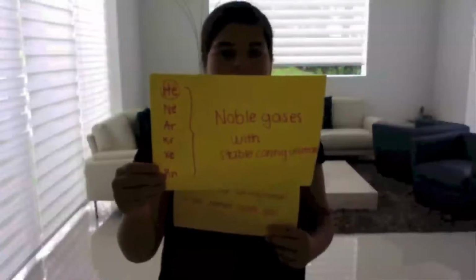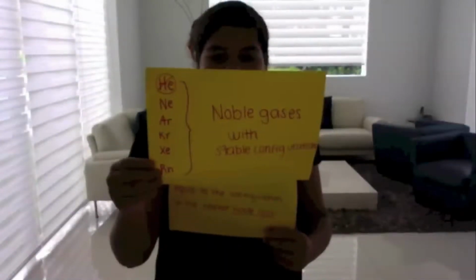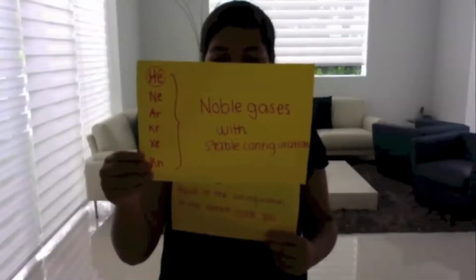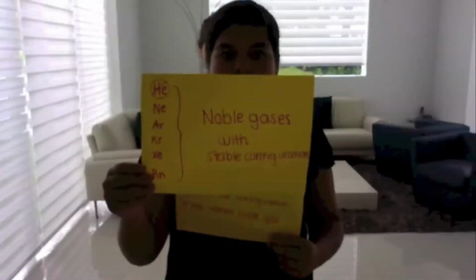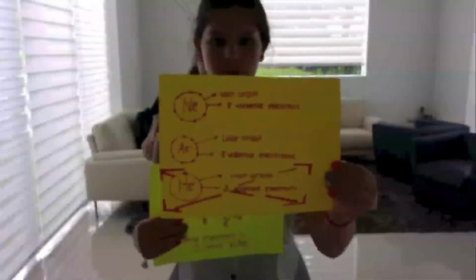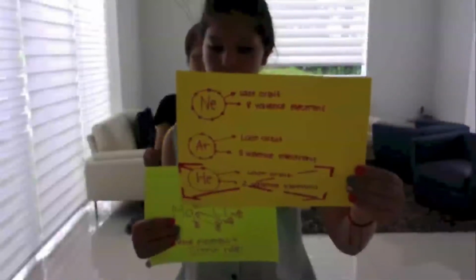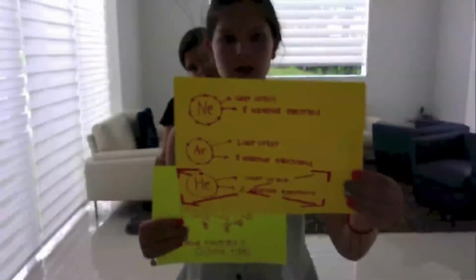Lewis assumed that each noble gas atom had a complete outermost shell, which is regarded as a stable configuration because of the lack of reactivity of noble gases. Since all noble gases except helium have 8 valence electrons, the observation came to be known as the octet rule.